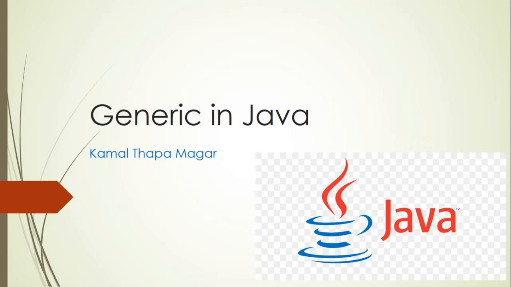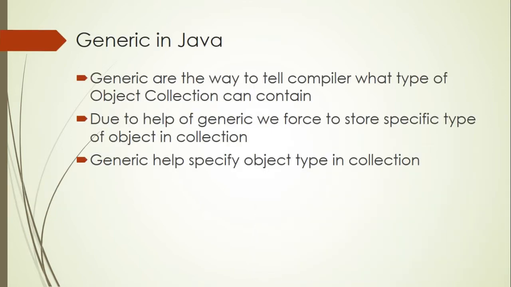It's me Kamal Thapa Mogor, and let's start with generics in Java. Generics are the way to tell the compiler what type of object a collection can contain. With the help of generics, we are forced to store a specific type of object in a collection, and generics help to specify the object type in the collection.